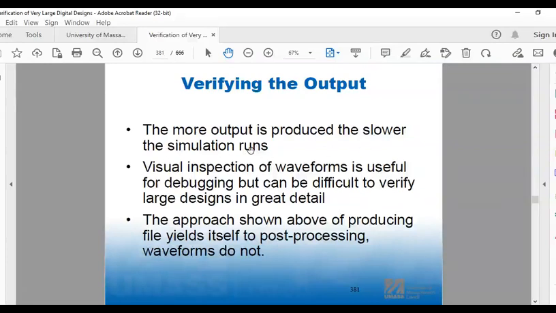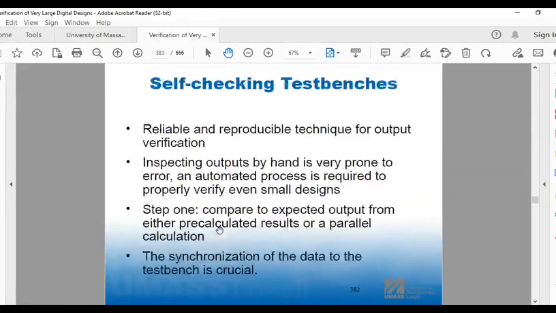So the more output, the slower the sim runs, right? That shouldn't be a surprise. Visual inspection is not a verification process. It's useful for debugging though. Yeah, you can have a file that you can post-process, but this is what we want to do. We want to write a self-checking test bench.